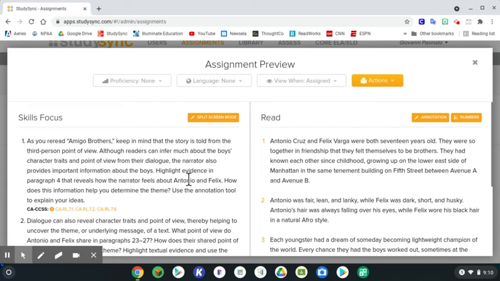I'm going to turn off split screen mode on my end. That way, my text just shows up bigger for you in the video and it's easier to see. And then I'll just scroll back and forth between the questions and the text.